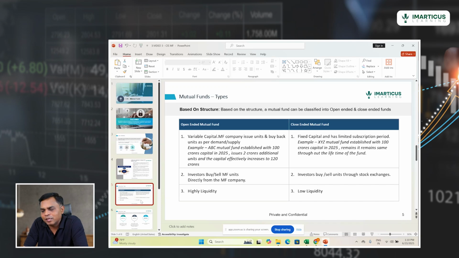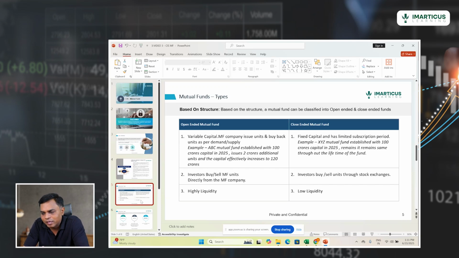The second important thing is how the buying and selling, that is, how the subscription and redemption of the mutual fund works. In the case of an open-ended fund, investors buy or sell back the mutual fund units directly with the mutual fund company. Whereas a closed-ended fund works like a stock or a bond. After the initial period, it gets listed on the stock exchanges, and investors buy and sell the mutual fund units among themselves.